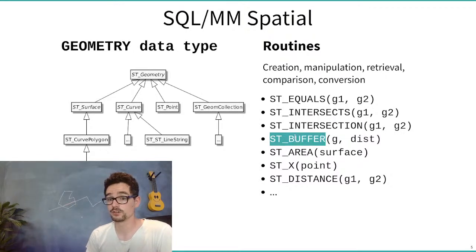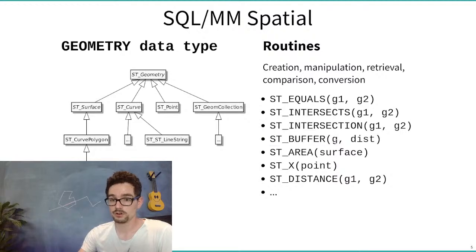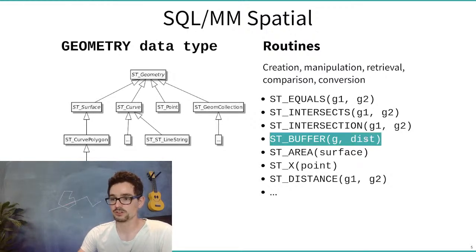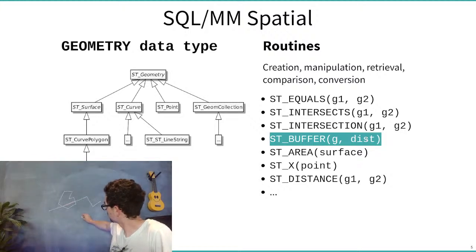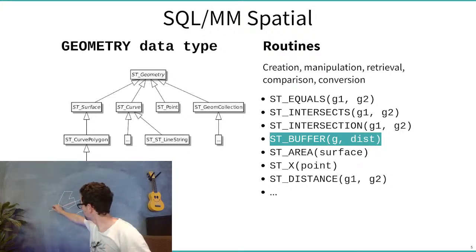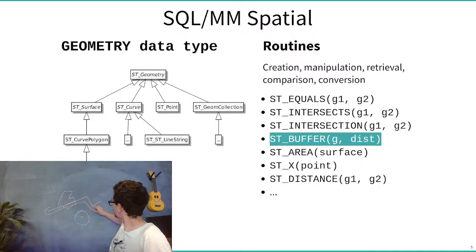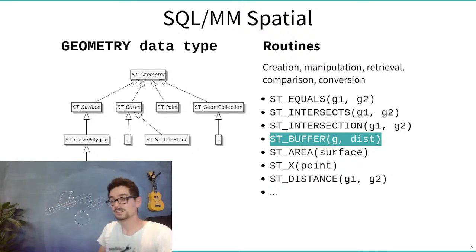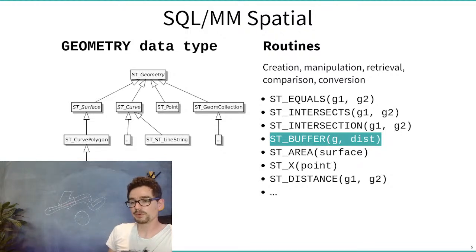ST_Buffer is my favorite function. It takes a geometric object and a distance. I come to this function in a minute, then it's easier because I also have a picture about that. I can give you an example. This object here and a buffer of 50 kilometers would be a circle with a radius of 50 kilometers. This line string and a buffer of 50 kilometers would give you such an area. So it produces a new geometrical object which is in all directions 50 kilometers larger.